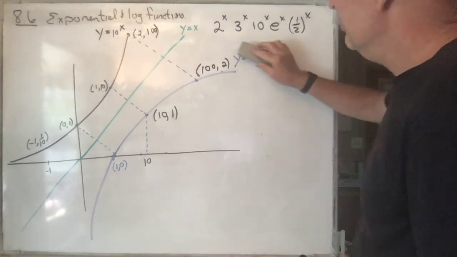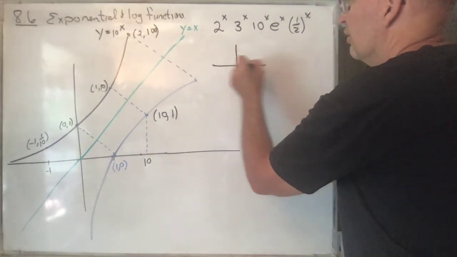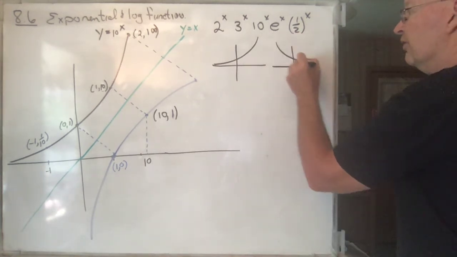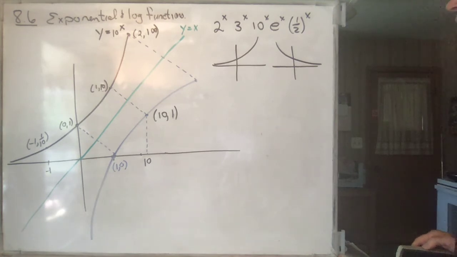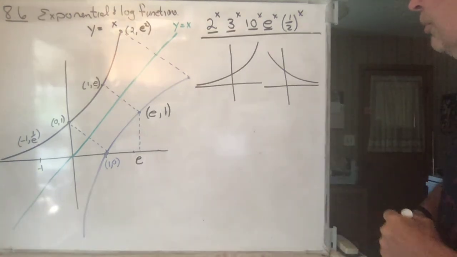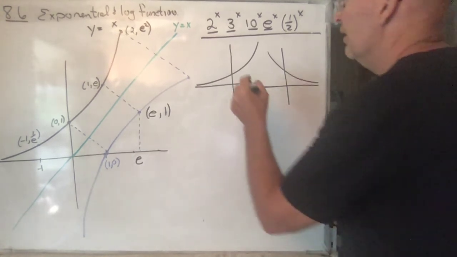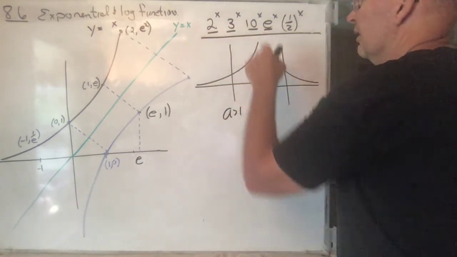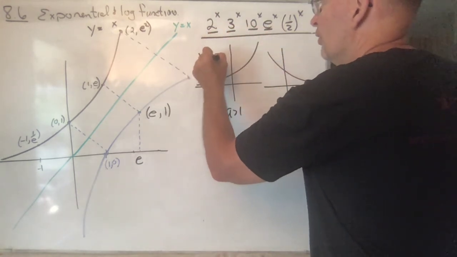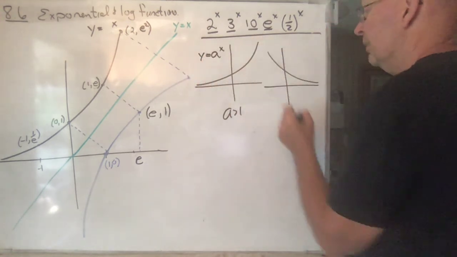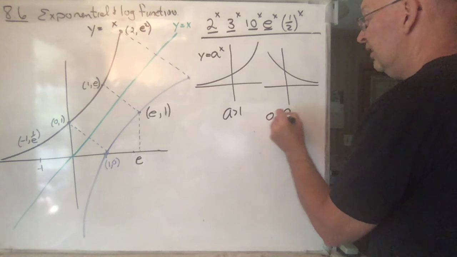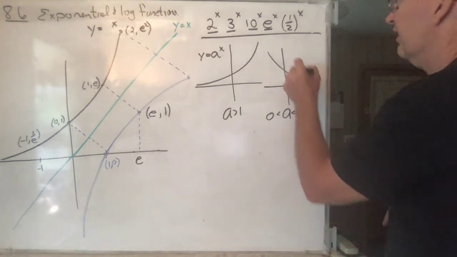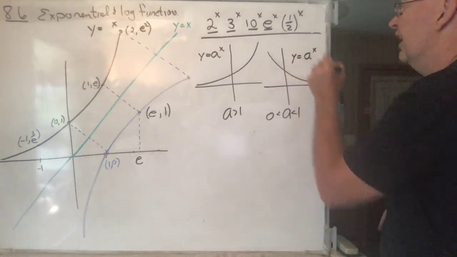And all of these had a shape that looked like this, whereas this one, when you took 1/2 to higher and higher powers, it had a shape that looked like that. So, something to notice then that's very important. If a is greater than 1, such as these right here, then y equals a to the x is going to have that shape. If a is between 0 and 1, which means it's less than 1 in size, then a to the x is going to have that shape.